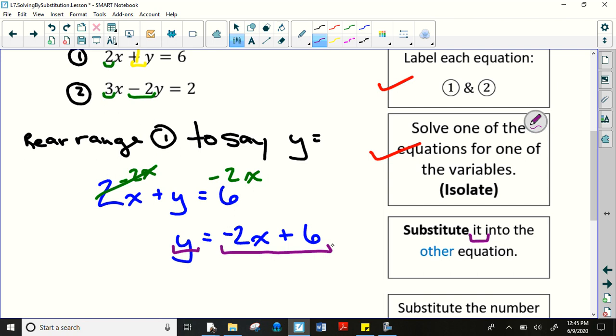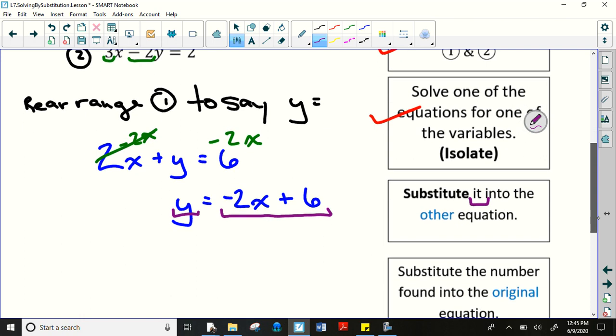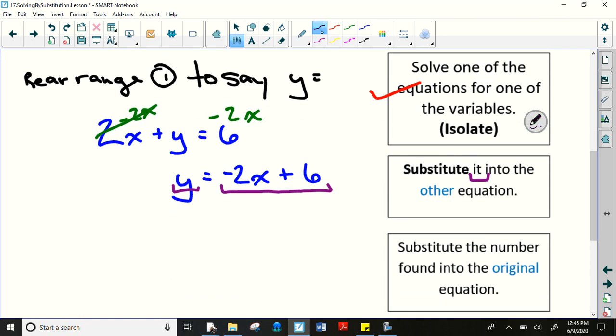Into the other equation. So now number 2 gets to come into play. My situation just happened to be that things worked with equation 1 and now we're substituting into equation 2. It can't go backwards. It can work with equation 2 and then you substitute into equation 1. So we're going to sub this, y equals negative 2x plus 6, into equation 2.